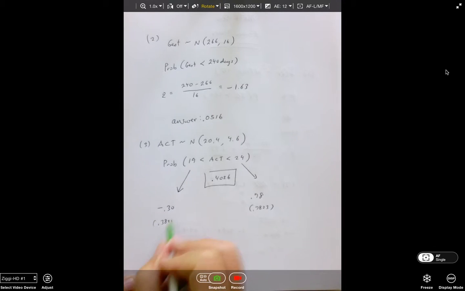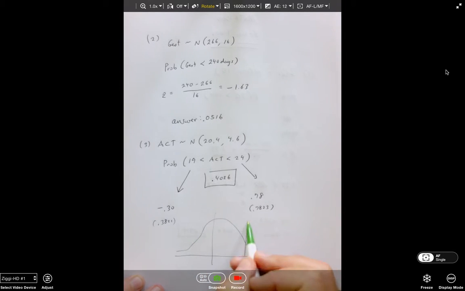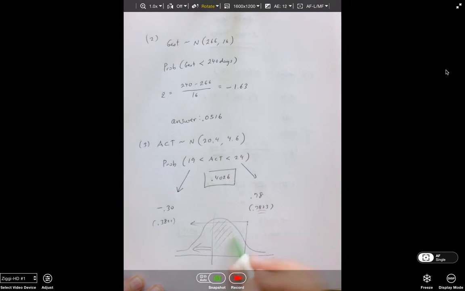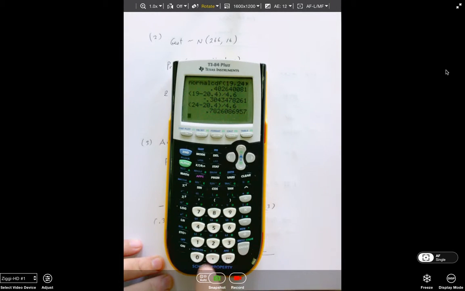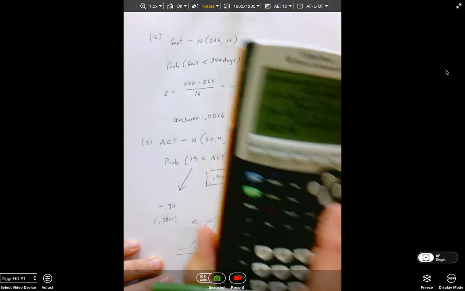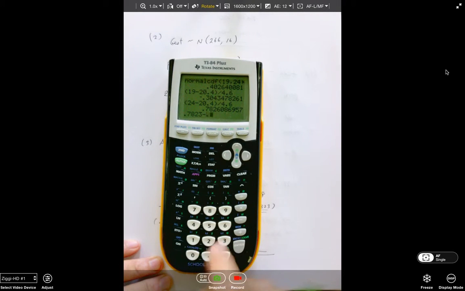Now, what do I do with those numbers? Well, I have to understand that to get the area between two values, I have to take the area from the biggest one, 0.7823, and subtract out the area from the smallest one to get this area right here. So now I've got to go to my calculator and put in 0.7823, hoping I don't make a typo, and 0.3821.